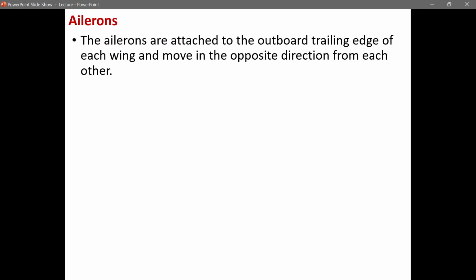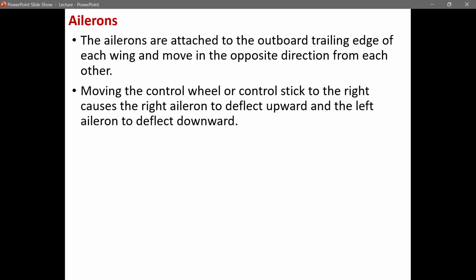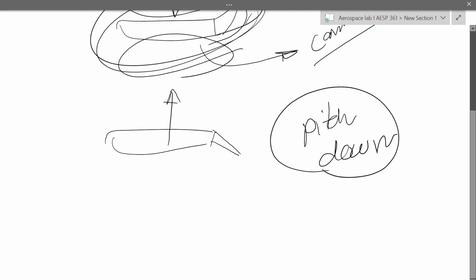And we said ailerons are going to control the roll of the aircraft. The ailerons are attached to the outward trailing edge of each wing and move in the opposite direction from each other. So when you have the aileron moving up on one wing, the aileron on the other wing is going to move down.